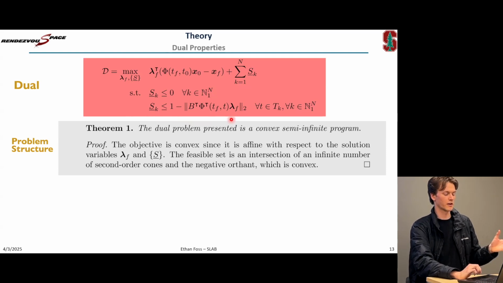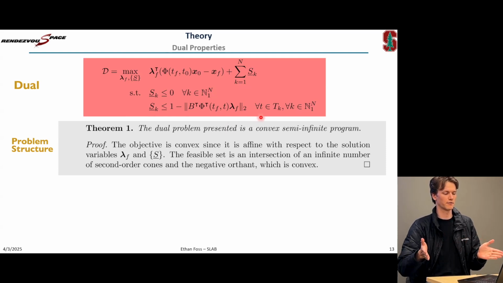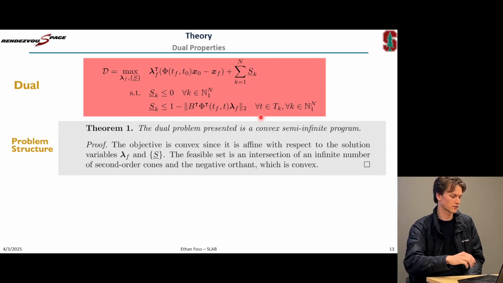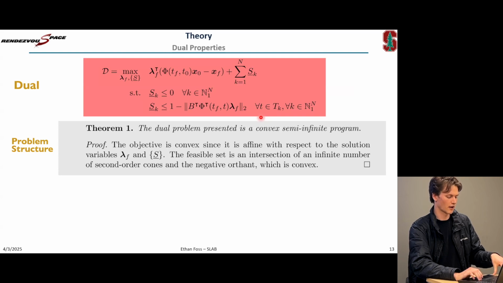So you can think of this constraint actually, it might not seem convex at first glance, but essentially what you're doing is you're taking the intersection of an infinite amount of second order cones, which produces a convex constraint. So this is obviously a really useful property for this problem. This means that we converted the original primal problem, which was non-convex, into a convex problem.